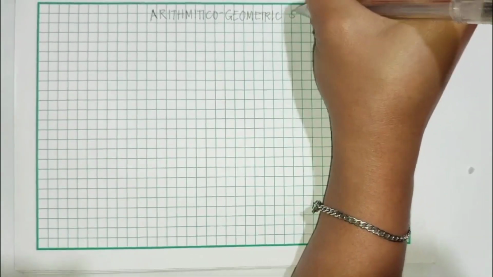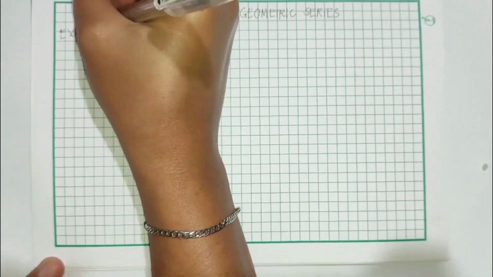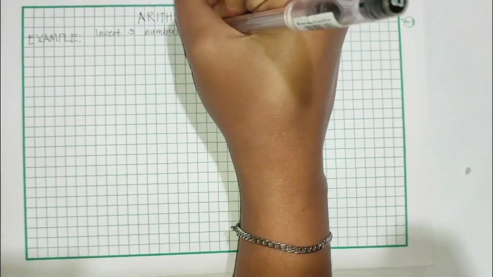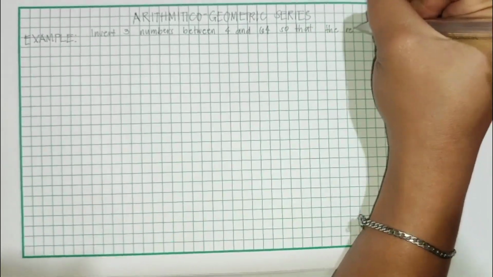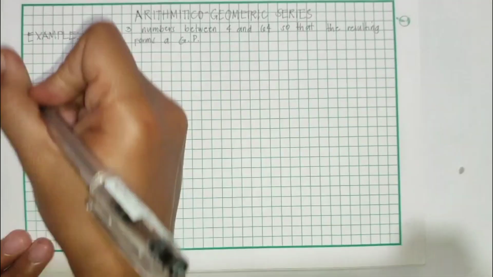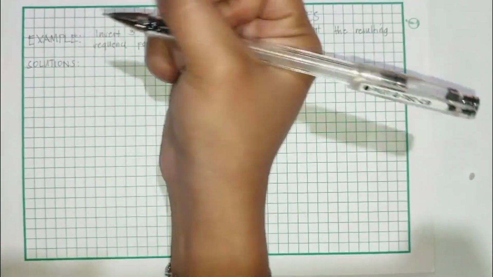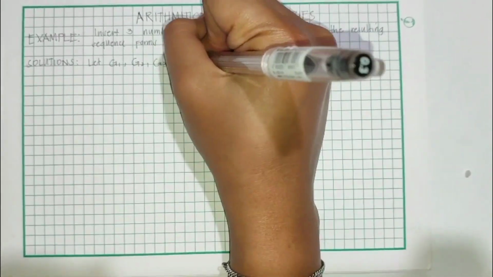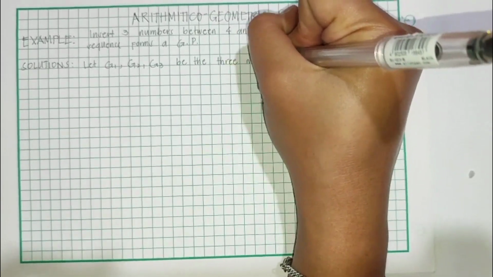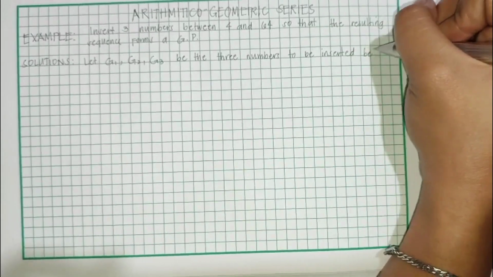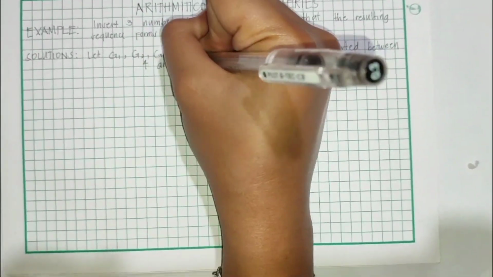Arithmetical-geometric series. For example, insert 3 numbers between 4 and 64 so that the resulting sequence forms a GP. Let's try to solve this example. So here's the solution. Let G1, G2, G3 be the 3 numbers to be inserted between 4 and 64.